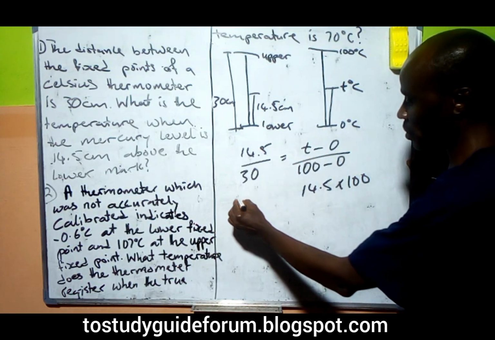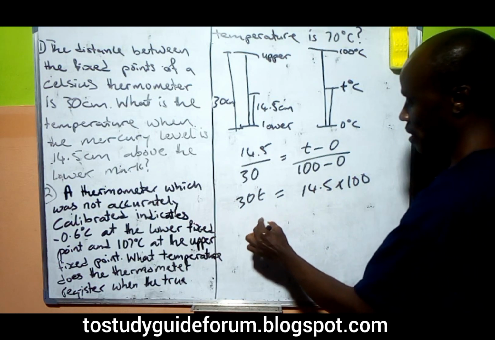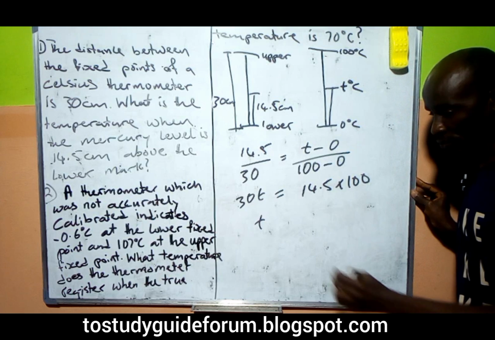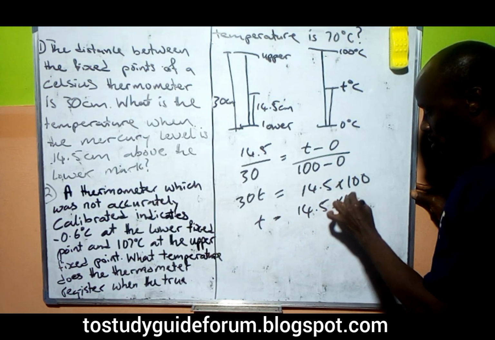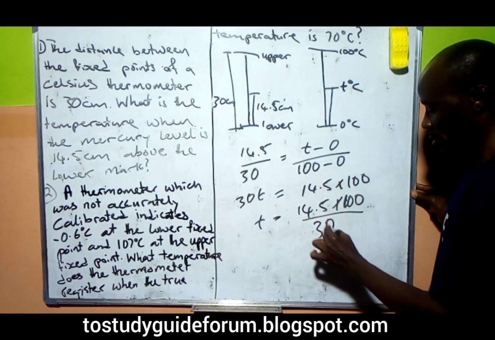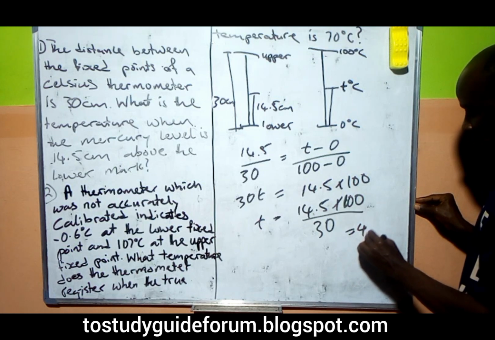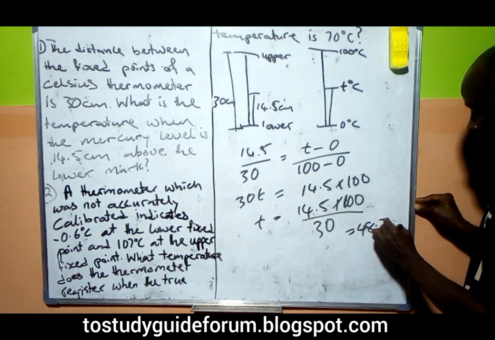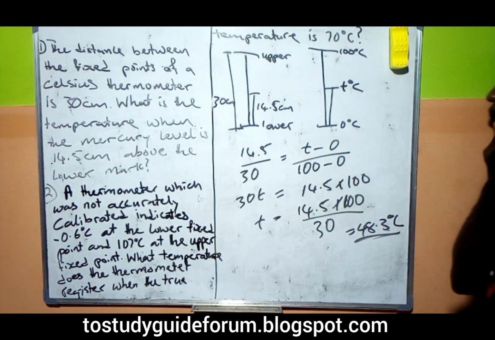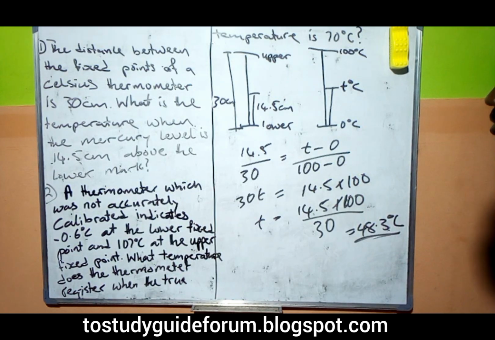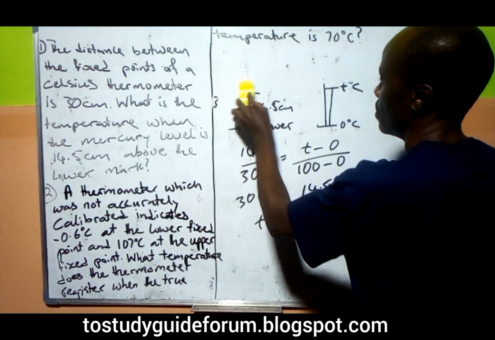When we cross multiply this, we have 1 times T, and 30 times T, we have 30T. Making T the subject of the formula, it will equal 14.5 times 100 all over 30. What we have next is that it will be equal to 48.3 degrees Celsius. That's the temperature reading of the thermometer. So let's go to the second one.